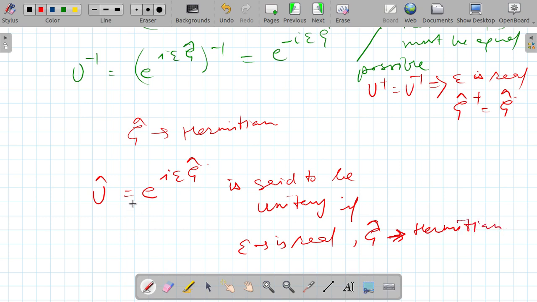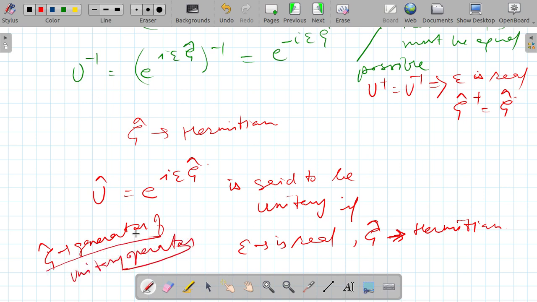And this G is basically known as the generator. This G is known as the generator of this unitary operator. So this is a very interesting way to look at the unitary operator in terms of exponential.